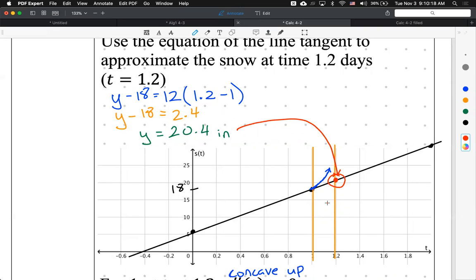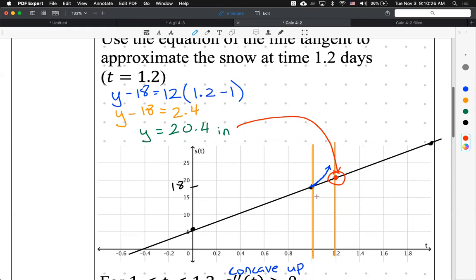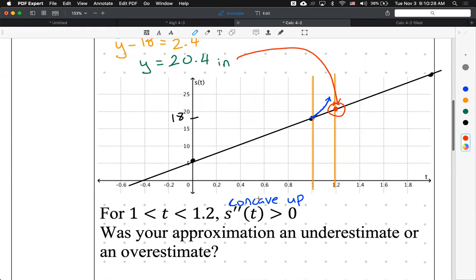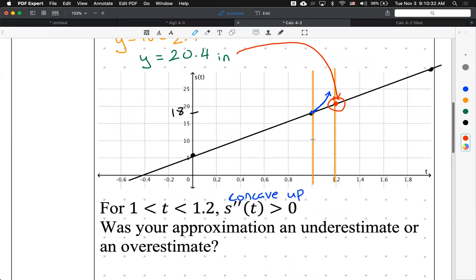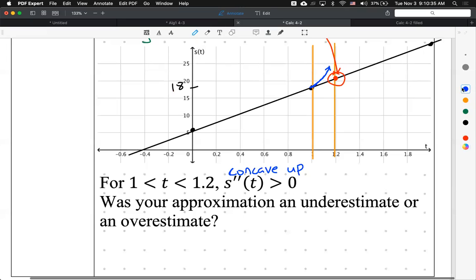I'll give it to either Andrea or Fiona. Say it louder. Under, yeah. I mean, it's under that blue line. This blue line is more accurate because it's with new information. Our new information says it's concave up, and this is under the blue line. So we can come down here and say it's an under approximation. Under approximation, or underestimate. It's the same word.